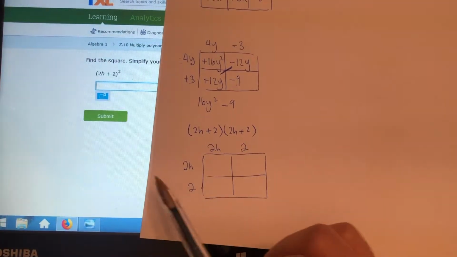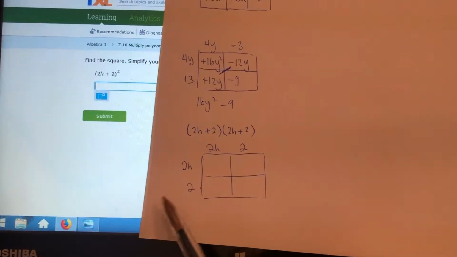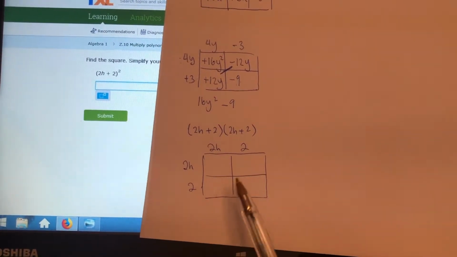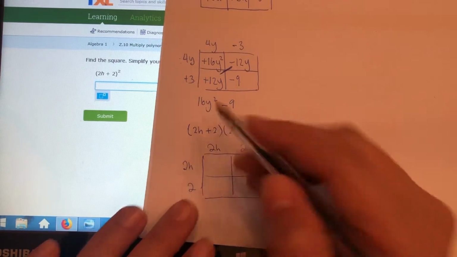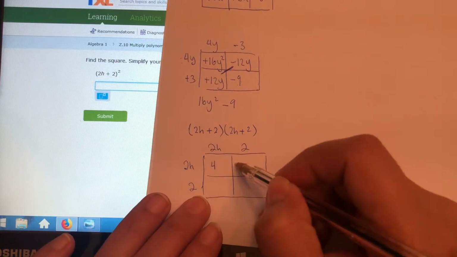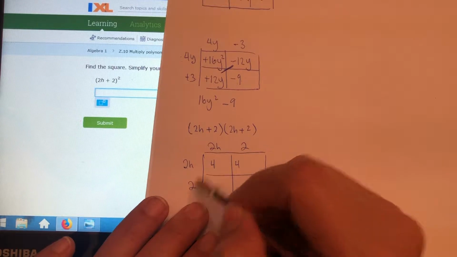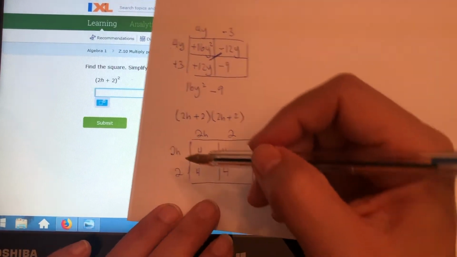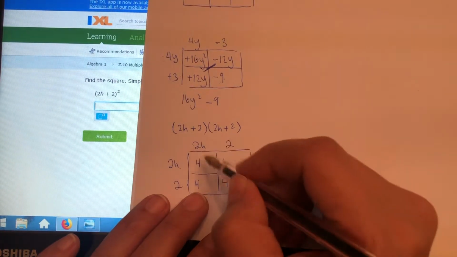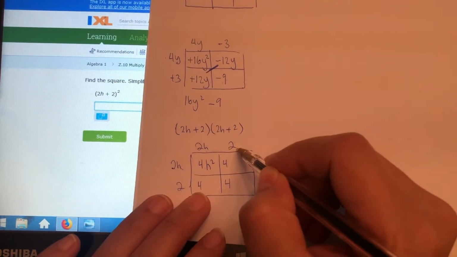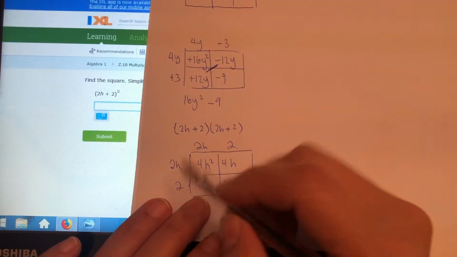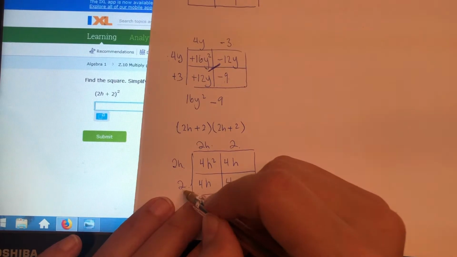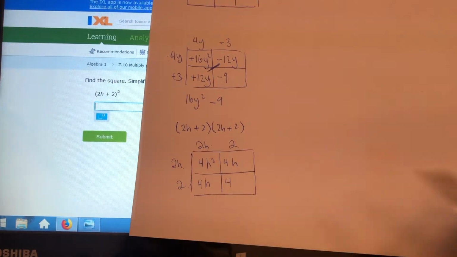And then go ahead and do all the signs. Now, can I just say that since all of them are positive, when I multiply a positive and a positive, I'm just going to get positives everywhere, so I don't need to do that. So let me do the numbers. 2 times 2 is 4. 2 times 2 is 4. 2 times 2 is 4. 2 times 2 is 4. Now the variables, all right, h times h is h squared. H times no variable is h. No variable times h is h. No variable times no variable is no variable.